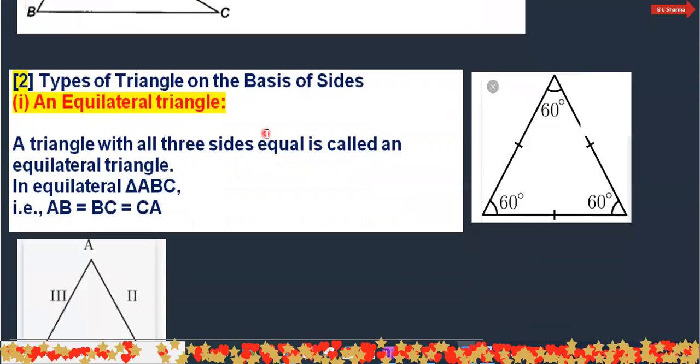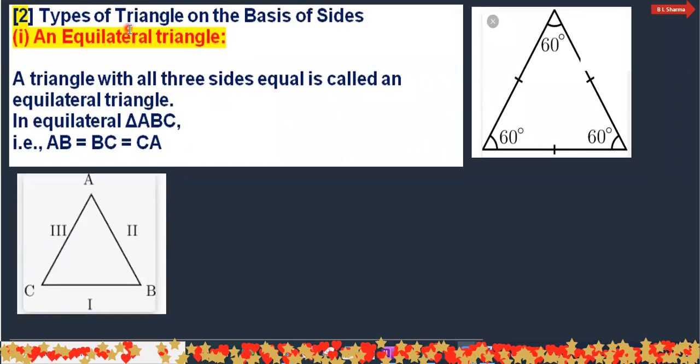And now, types of triangle. First of all, we come to the equilateral triangle. A triangle in which all sides are equal is called an equilateral triangle. So if you consider triangle ABC, if side AB is equal to BC and is equal to CA, if all three sides of a triangle are equal, then the triangle is said to be an equilateral triangle.